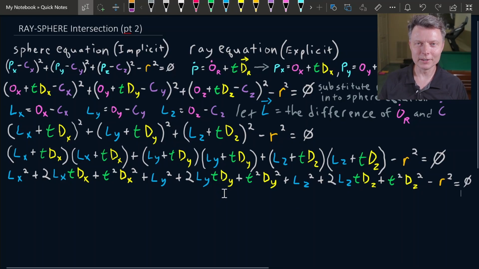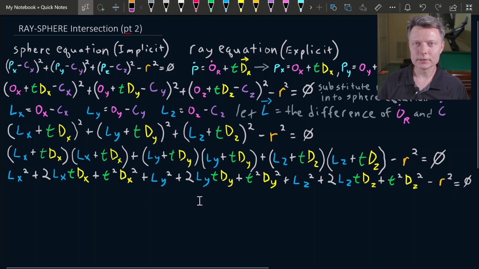Whew, oh boy, that was long. So this is the longest line that we'll have on this page. That's the good news. So let's read this from left to right and make sure we did everything correctly, because I was copying and pasting and sometimes errors can creep in. So when we multiply these two brackets together, we have lx squared plus 2 of the lx t dx's plus t squared dx squared. And then we do the same for the y, so plus ly squared plus 2 of the ly t dy's plus t squared dy squared plus, and then we do the z components, so lz squared plus 2 of the lz t dz's plus t squared dz squared minus r squared equals 0.